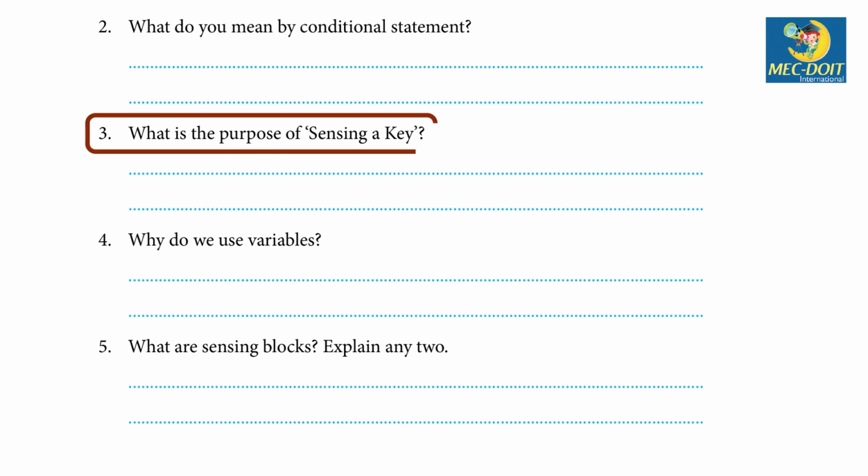3. What is the purpose of sensing a key? Answer. Sensing blocks are used to recognize and quantify the interactions between items in a project or to track specific mouse and keyboard motion. It is color-coded blue and is one of the 9 blocks.